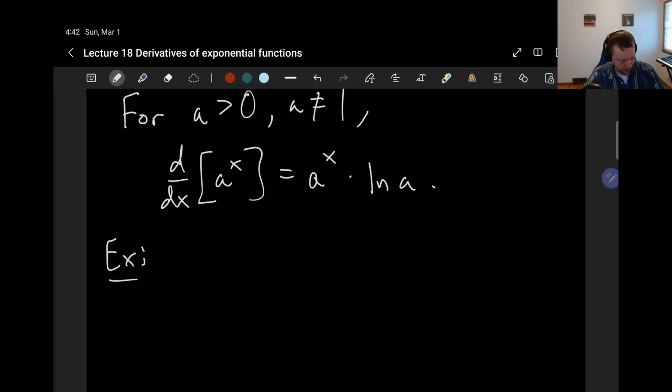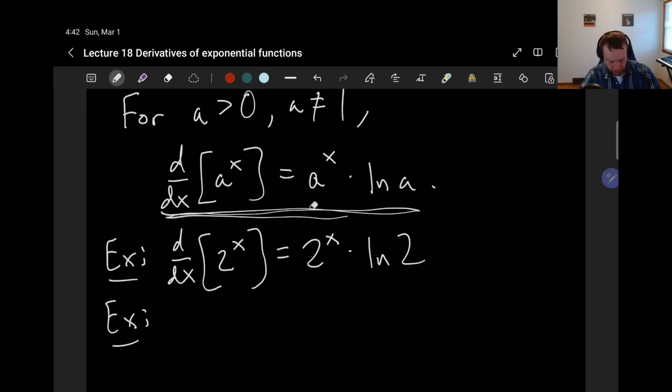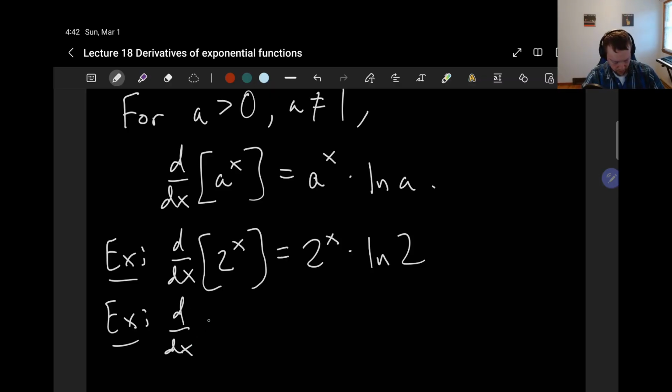Let's just look at an example or two really fast. So the derivative of the function 2 to the x is itself, but times natural log of 2. And now if this formula is true, it should work for e as well, because e is a positive number and not 1. It's about 2.7.